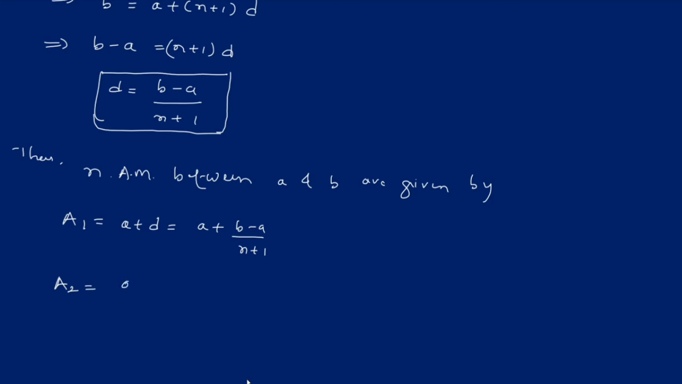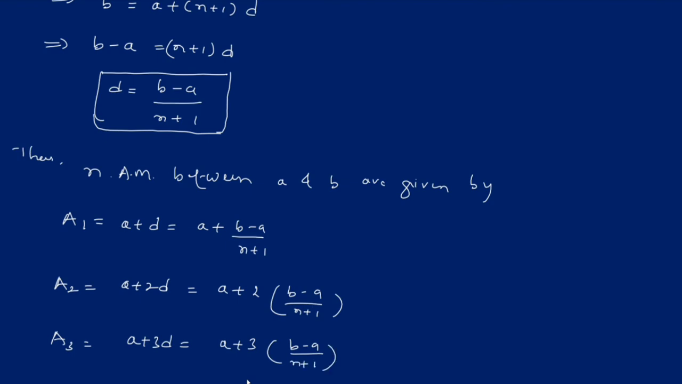A2 equals A plus 2d, which is A plus 2 times (b minus a) upon (n plus 1). Again a3 equals a plus 3d, which is a plus 3 times (b minus a) upon (n plus 1), right?